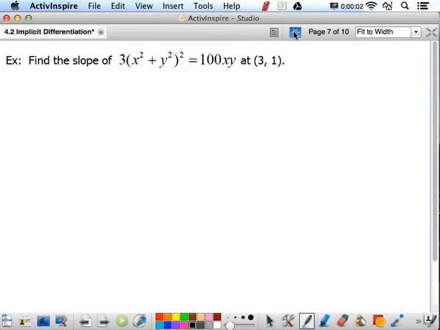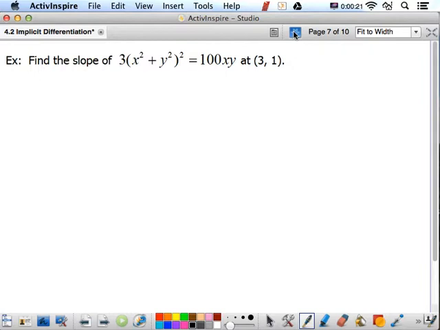We want to find the slope of the graph of 3 quantity x squared plus y squared squared equals 100 times xy at the point (3, 1). So the first thing we have to do is find the implicit derivative of that equation.